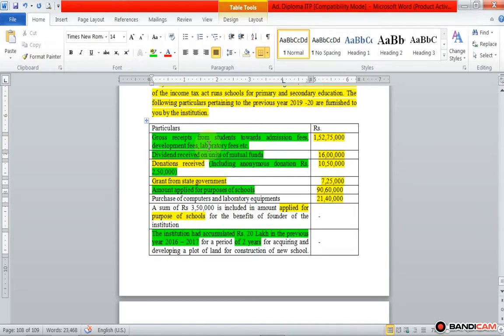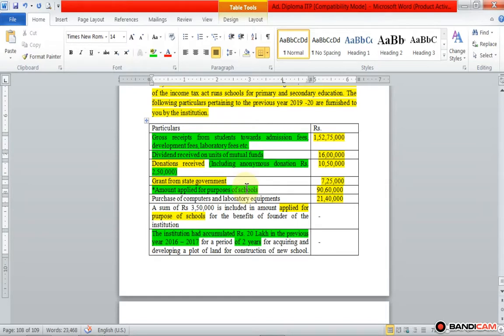Then purchase of computer application. Here make a star in front of the amount applied for the purpose of school, because 3,50,000 is included in the amount applied for the purpose of school for the benefit of the founder. So the amount applied for the benefit of the founder is not considered as application of the income for the society. So we add this 3,50,000 in the income of the charitable organization.